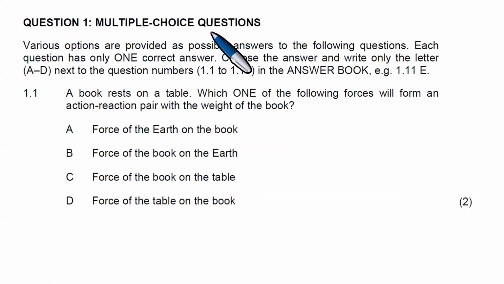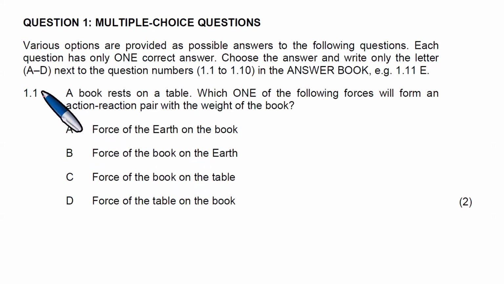Question 1. Multiple choice questions. Various options are provided as possible answers to the following questions. Each question has only one correct answer. Choose the answer and write only the letter A to D next to the question numbers. Write 1.1 to 1.10 in the answer book. For example, 1.11 is actually E, because 1.11 is not there, since 1.10 is the last one.